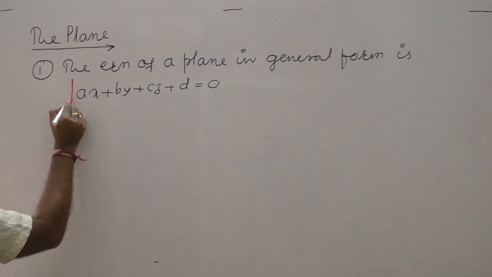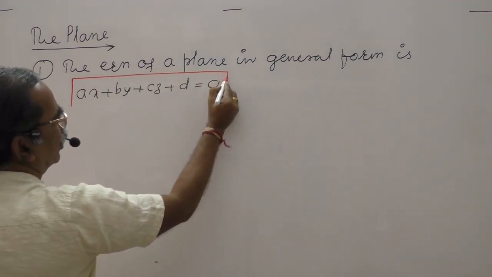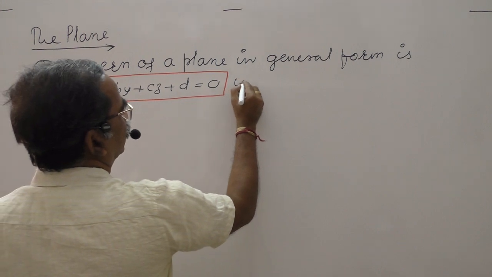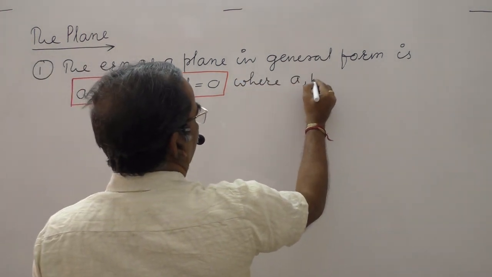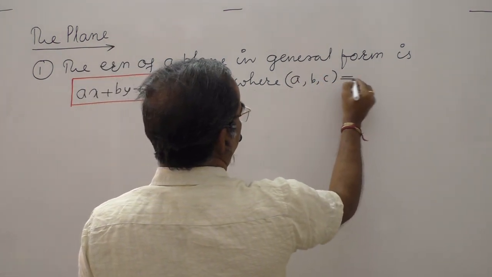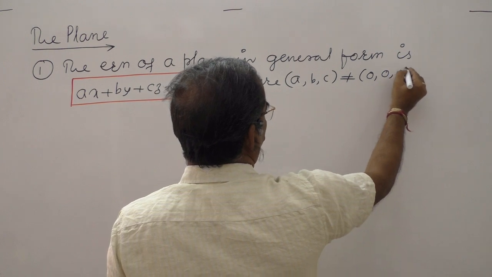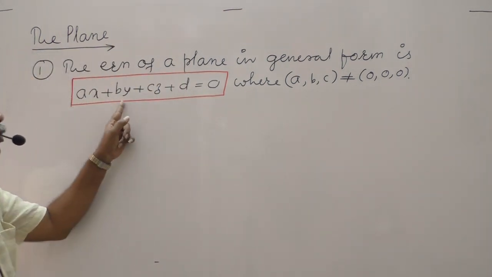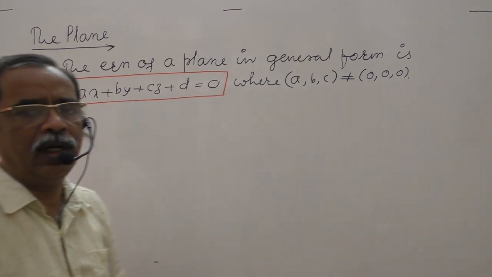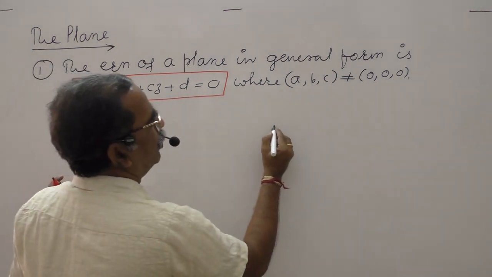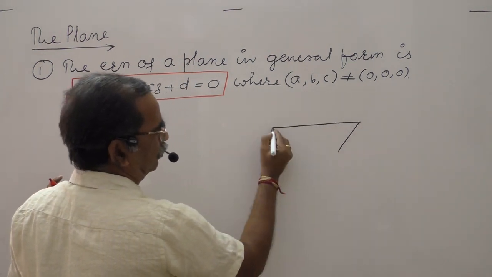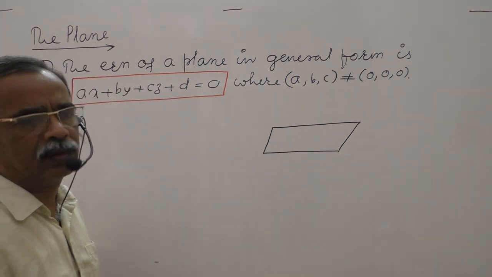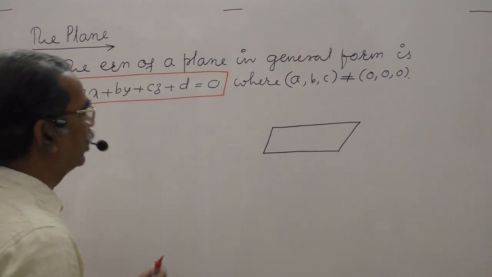So the equation of a plane will be a first degree equation in x, y, z. This is the general form of a plane, where a, b, c are not all zeros. Yes, this is the equation of a plane in general form. The general form of a plane is ax plus by plus cz plus d equal to 0. So its figure will be like this, a rough figure. This is a plane. The plane's equation will always be in this form. Very, very important thing.